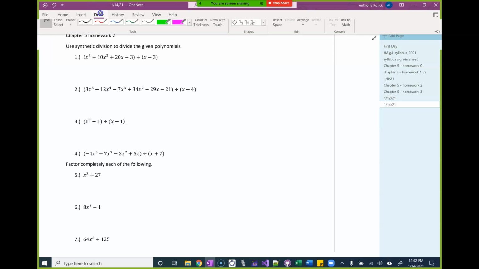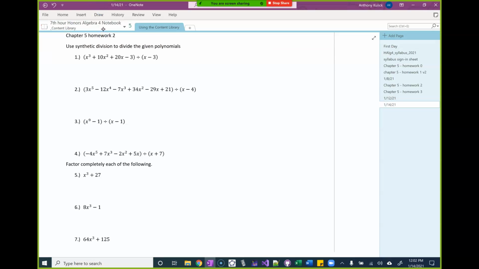John, okay, sure. So this asks us to use synthetic division. The first thing I'm going to do is draw my synthetic division setup. To figure out what number goes on the outside, I'm going to take that divisor, set it equal to 0, and then solve it. So 4 is what's going to go on the outside.